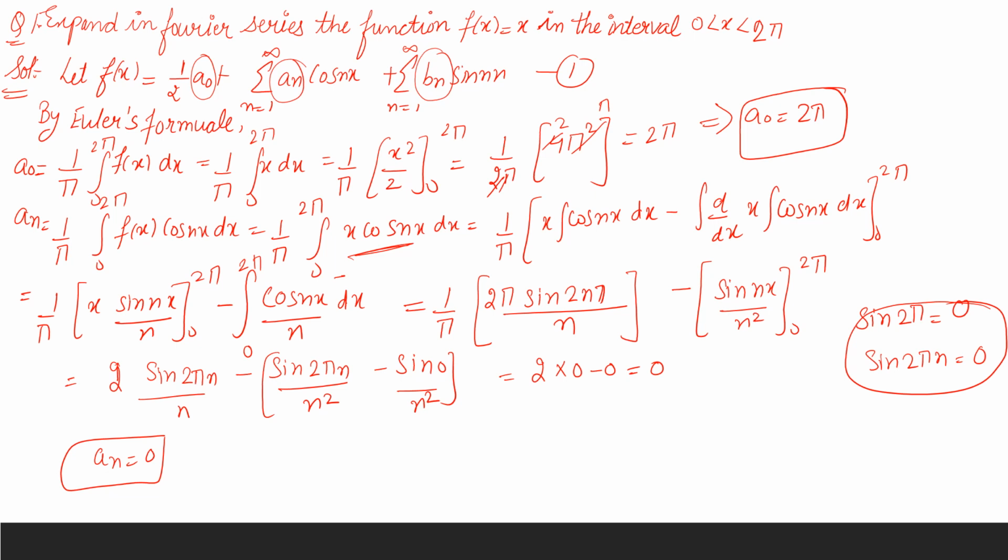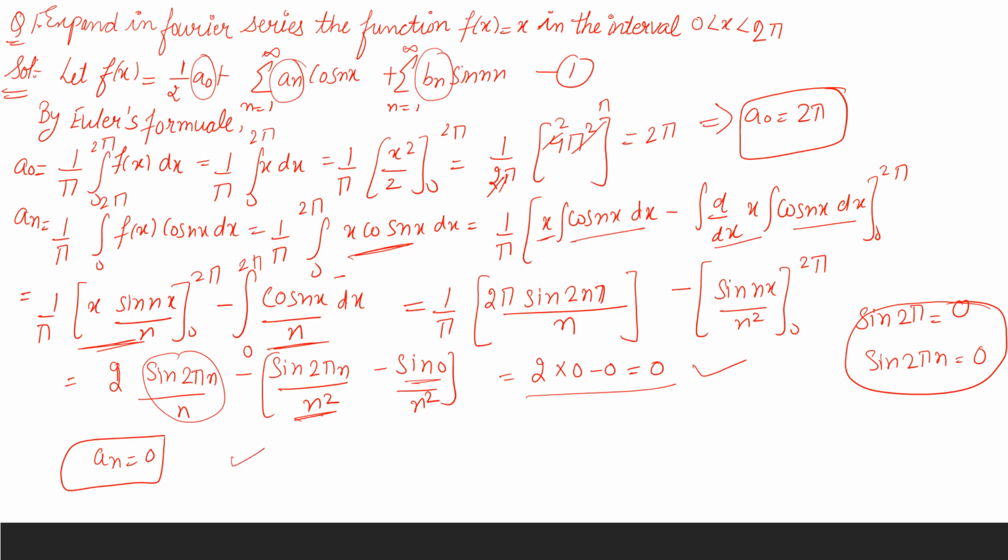Then we integrate this by parts: first term as it is, times integration of second, minus integration of derivative of first times integration of second, from 0 to 2π. And then we put the limit values in the first whole term and the second whole term. We know that the integration of cos nx is sin nx upon n. You know that sin 2π is 0, sin 2nπ is 0, sin 0 is 0. When we put all these values, the answer is 0. So the an value is 0.